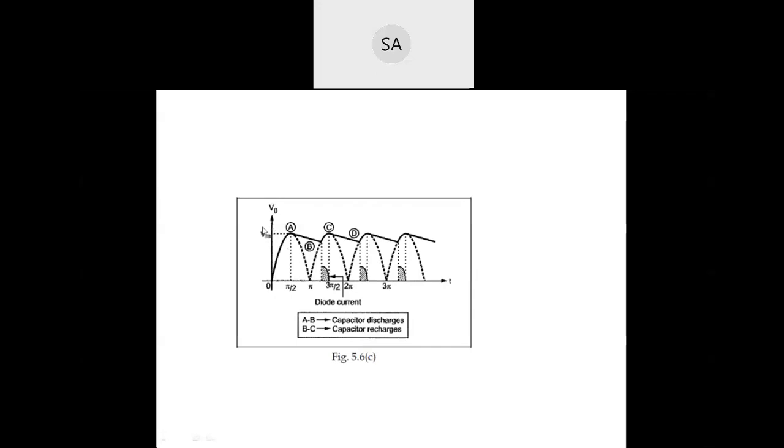So then it charges to the Vm voltage. But after some time, the capacitor will discharge slowly. So then it reaches the point B, that is from pi by 2 to pi, during the diode.